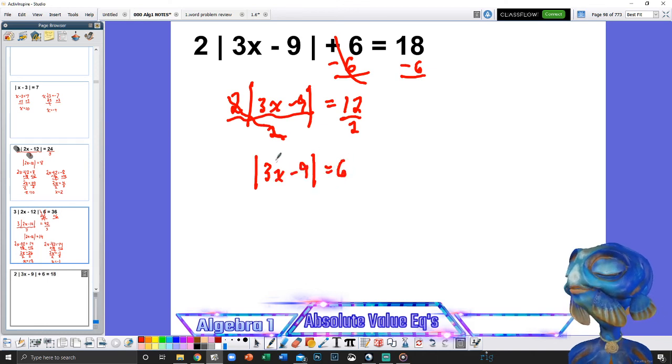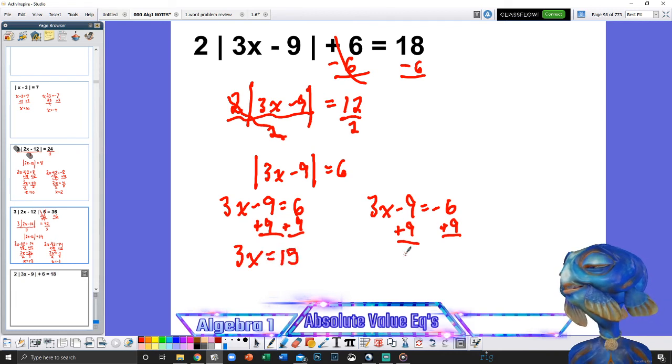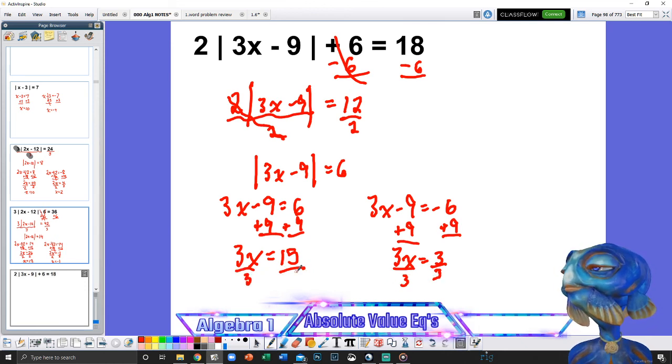Now the 3x minus 9, the absolute value is all alone, so I'm going to write it 2 times. Now I'm going to add 9 to both sides for both equations, here and there. This gives me 3x equals 15 and 3x equals 3. I'm going to divide both sides by 3. I get x equals 5 and x equals 1.